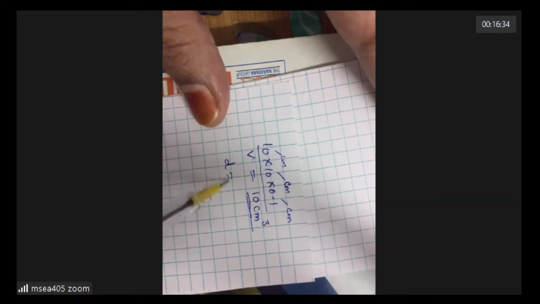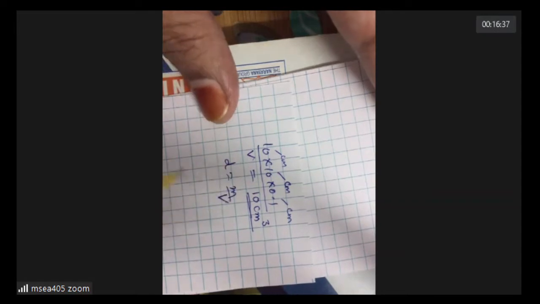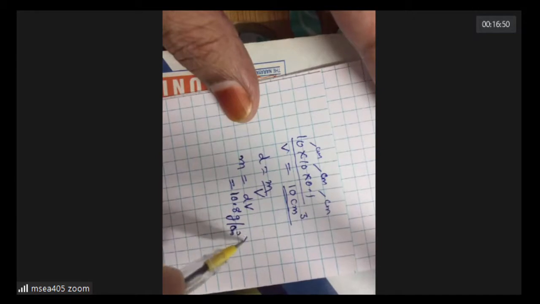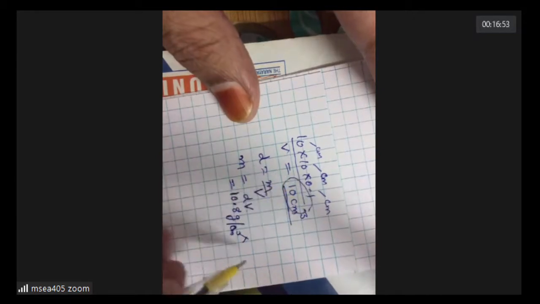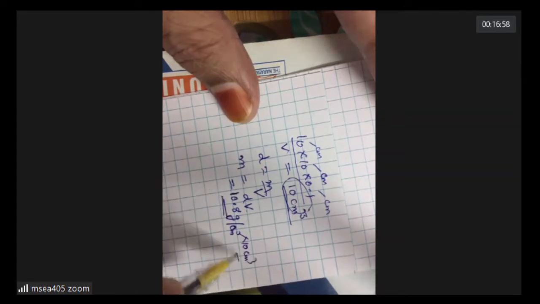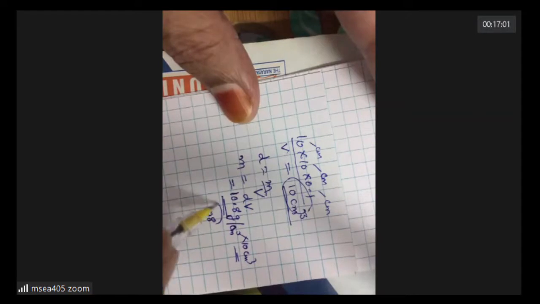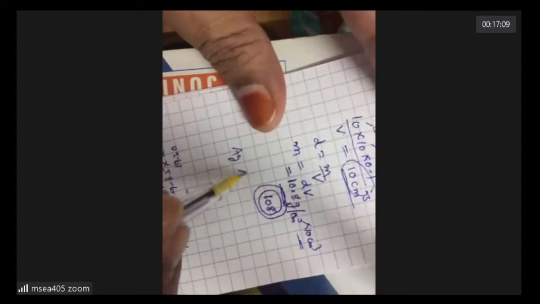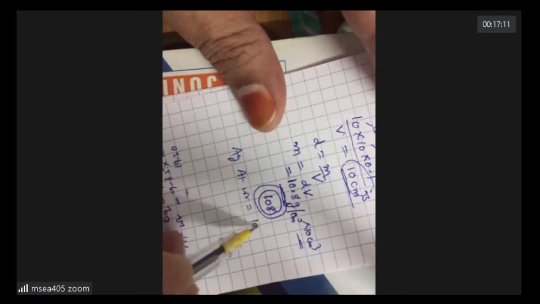You know density is equal to mass by volume. From this, what is the mass of silver I need, sir? Density into volume. What is the density of silver they gave me? 10.8 grams per centimeter cube. Into what is the volume I require? 10 centimeter cube. If I multiply the density with volume, I will be getting mass of silver. What mass of silver I require, sir? 108 grams. Now, sir, for silver, atomic weight is equal to 108.